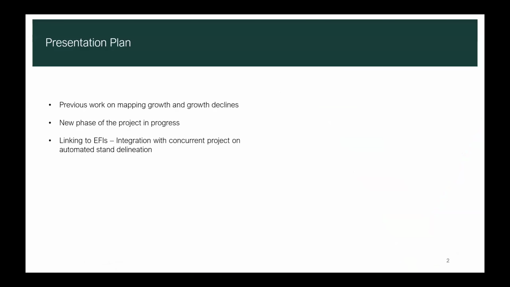So my presentation will go over three main sections today. Firstly, I want to talk about previous work that we've conducted on mapping growth and growth declines, mainly using satellite imagery and LiDAR-derived variables as well. Then I'll go over the new phase of the project. It's only just started, so no real results to present, but I thought it was important to discuss it. And finally, trying to link all this back to the EFIs by explaining maybe how I see a potential integration with another project that we have on automated stand delineation.